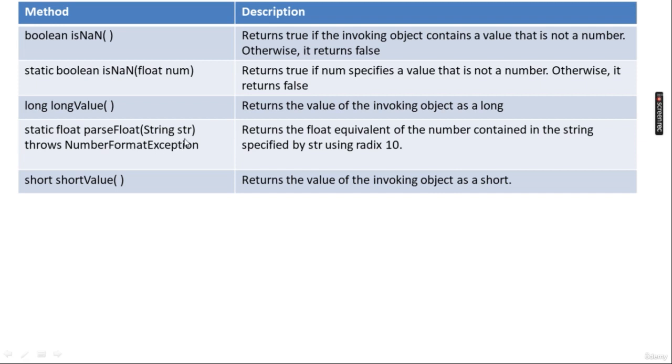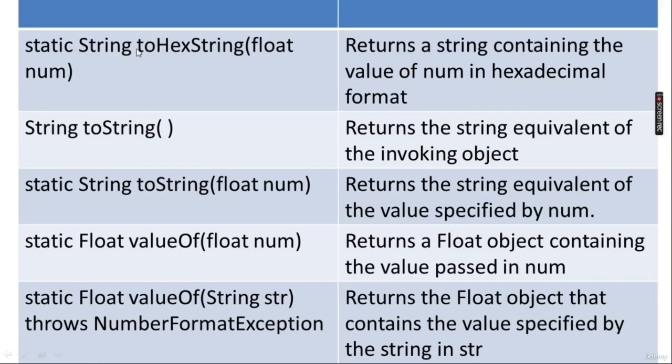Static float parseFloat(String str) throws NumberFormatException returns the float equivalent of the number contained in the string specified by str using radix 10. Okay, if you specify a string that cannot be parsed to a float value, it will throw a NumberFormatException. shortValue returns the value as a short. Then static String toHexString(float number) returns a string containing the value of number in hexadecimal format. toString returns the string equivalent of the invoking object.